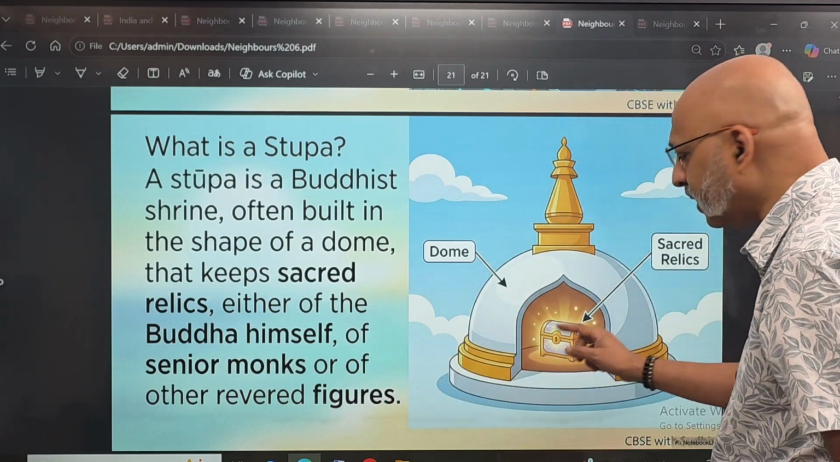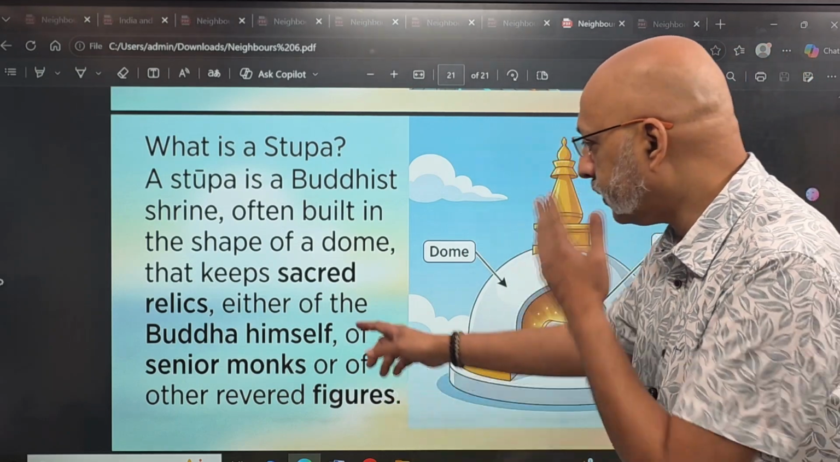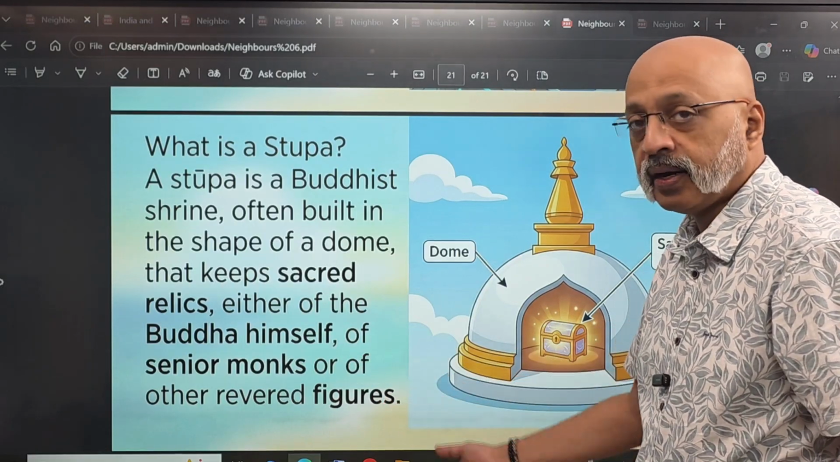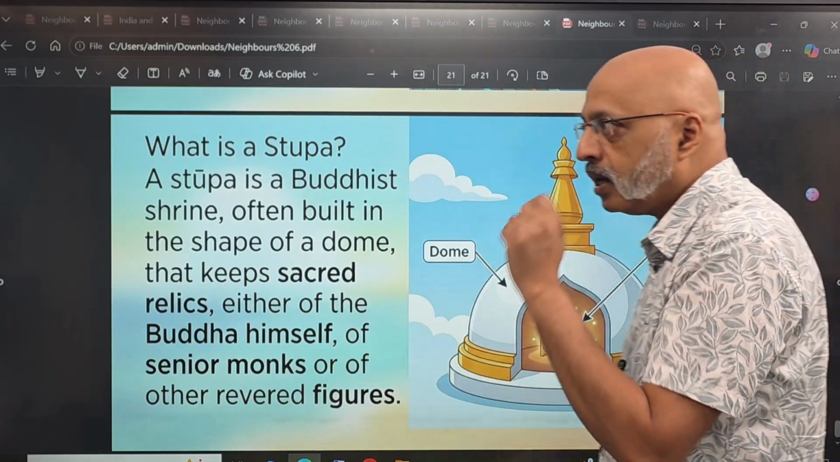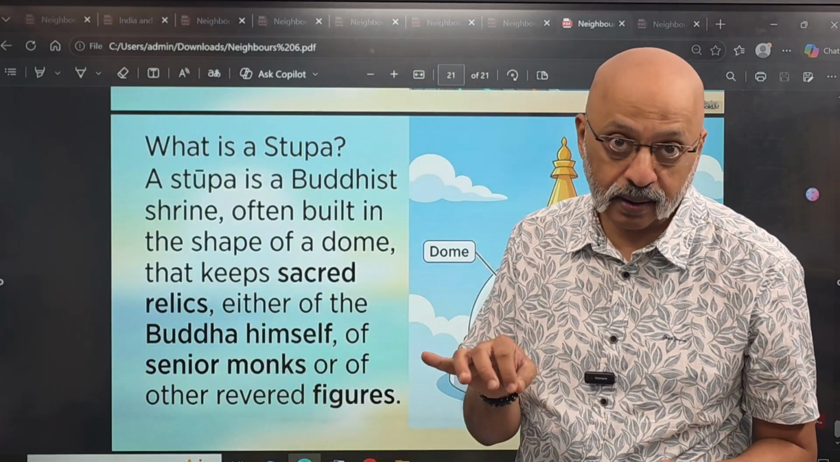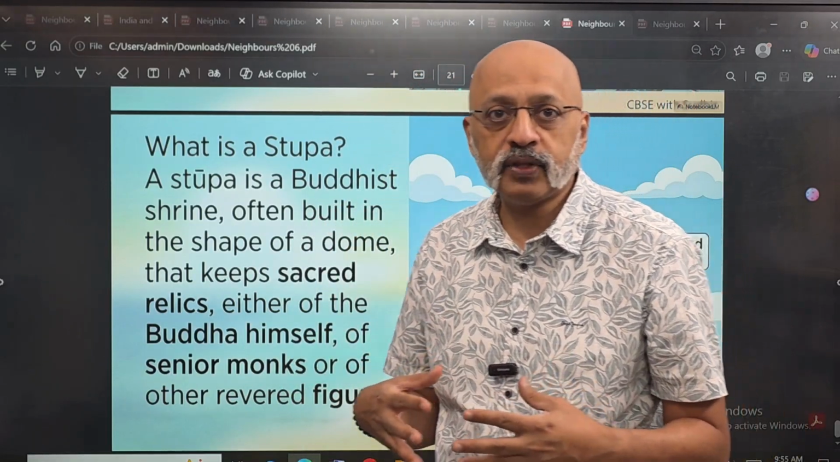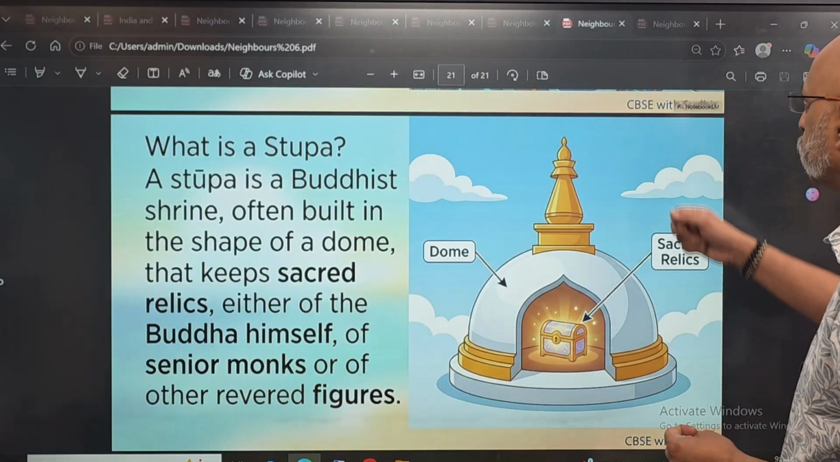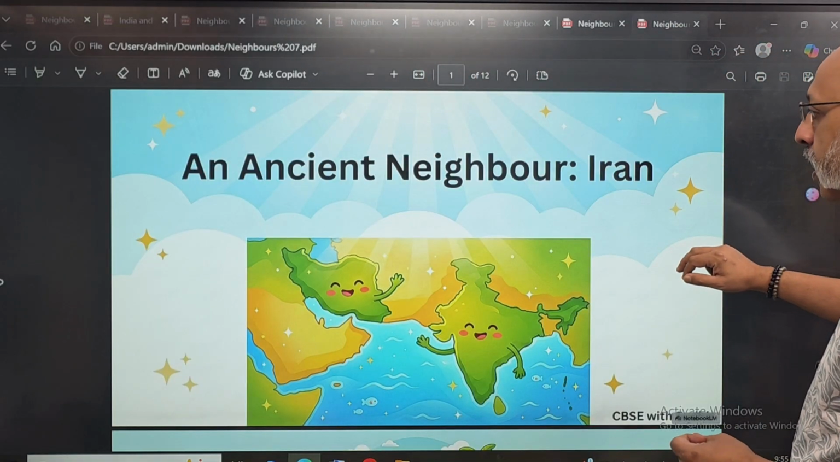And inside that, you will have some sacred relic of the Buddha himself or any of the senior monks or often revered figures. For example, in Kandy, you will find a temple where one of the tooth pieces of the Buddha is kept, right? So you have these kinds of things, which are all known as a stupa, the places of worship as far as Buddhism is concerned.